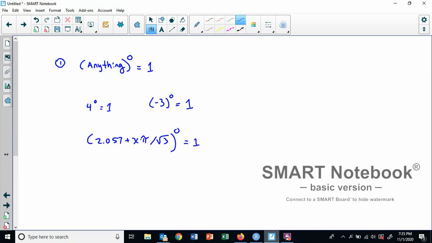Okay? Now, I can explain why this is true after I teach you a few more rules. I can do a mock-up proof of why anything to the 0th power is 1. But we need more exponent rules, okay? So that's our first exponent rule. Anything to the 0th power, anything at all to the 0th power, is equal to 1. Okay? My 0 looks funny there.